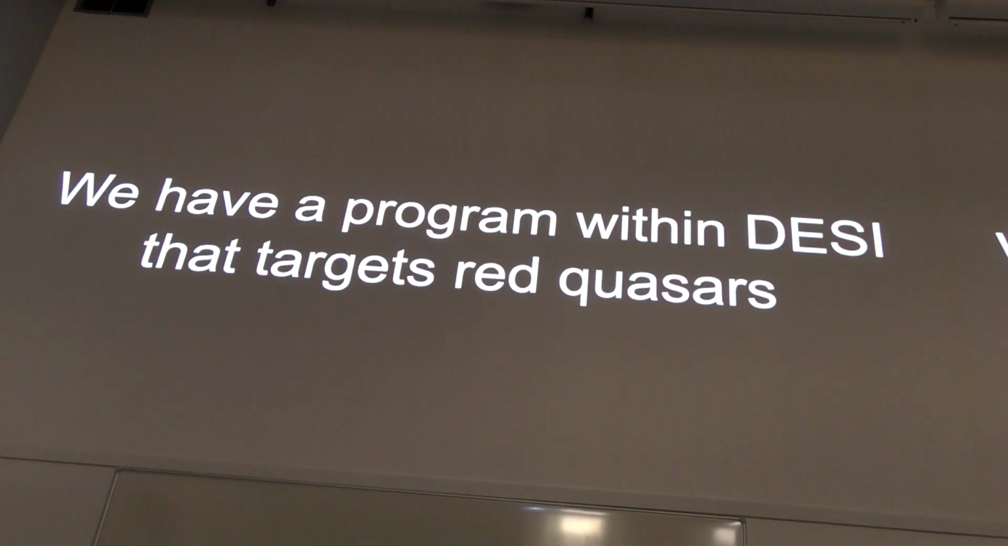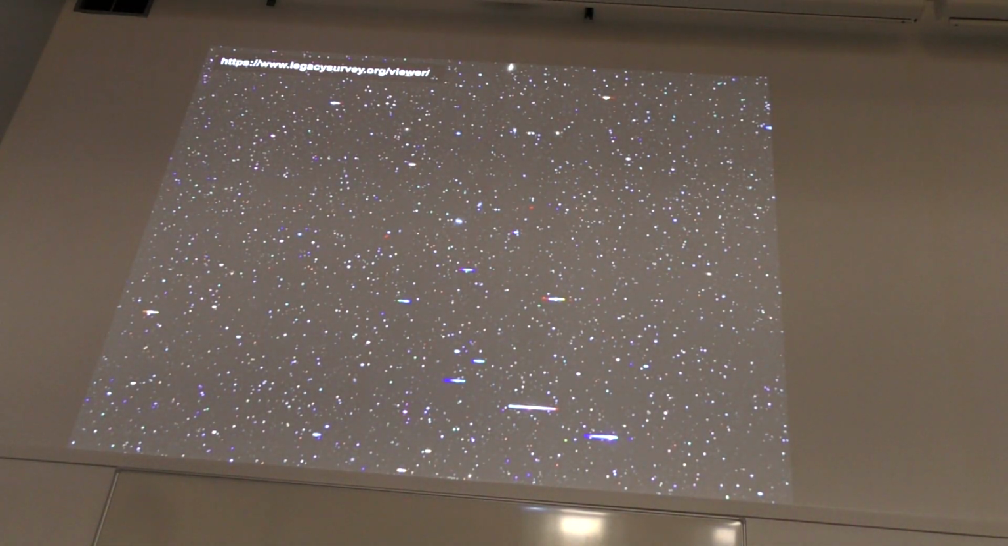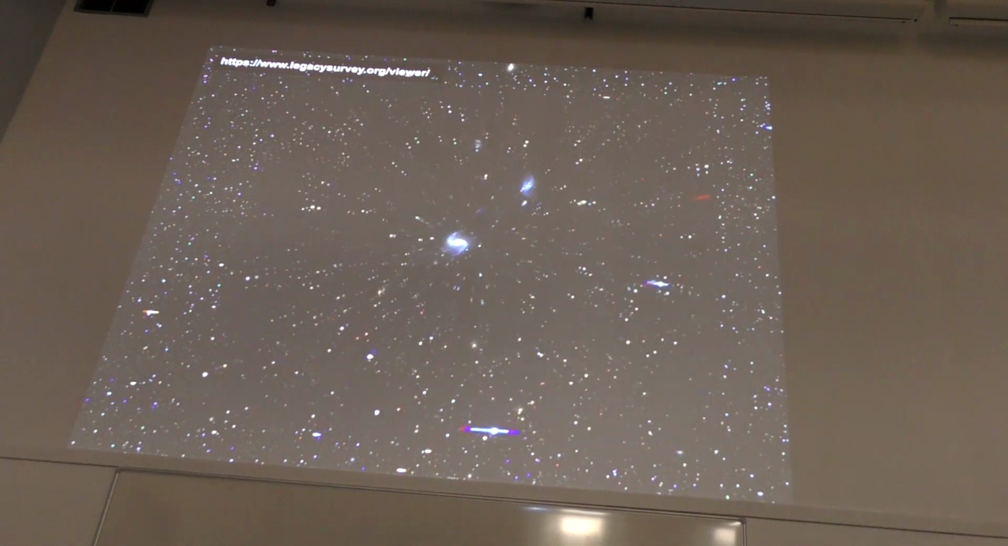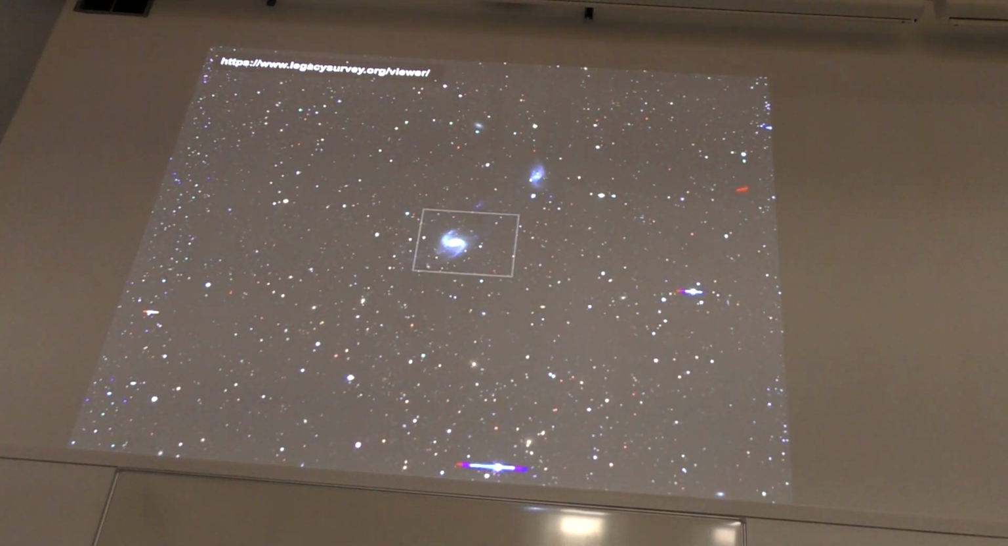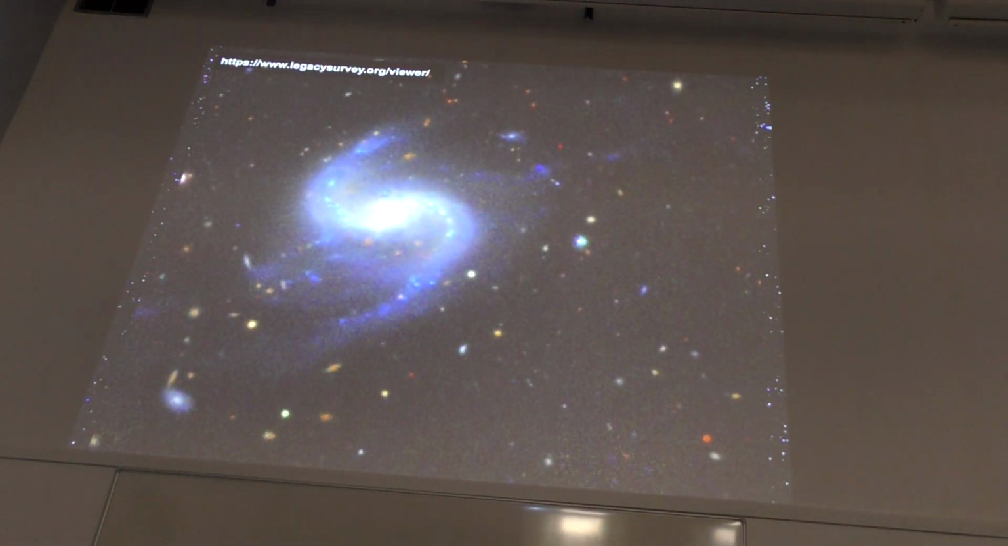So this is again the Legacy Survey viewer. You can spend hours looking at the sky. We zoom into a little patch here. We see, oh, there's a lovely spiral galaxy, which I don't care about. I care about this little orange blob here. This is one of the red quasars that was observed with my program.